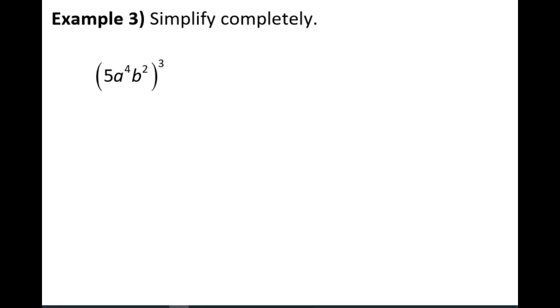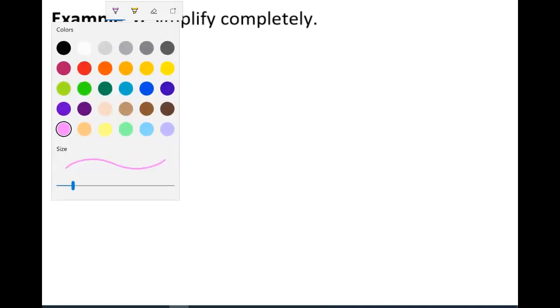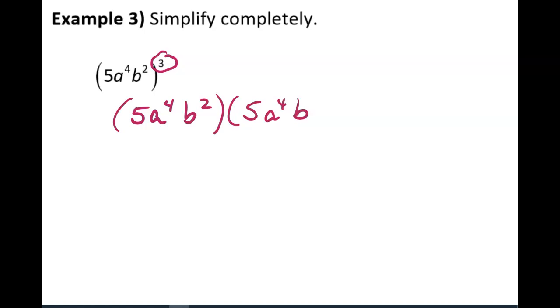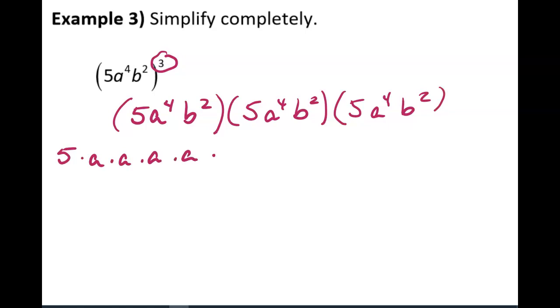All right, let's take a look at one that's just a little bit different. In this one, in example 3, we've got something that's raised to the third power. So I'm going to do the same thing with it. First off, we're going to take that outer exponent and write that as repeated multiplication. So this is 5a to the fourth b squared times 5a to the fourth b squared times 5a to the fourth b squared. So we've got 5 times a times a times a times a times b times b. That's what's going to be in each parentheses.